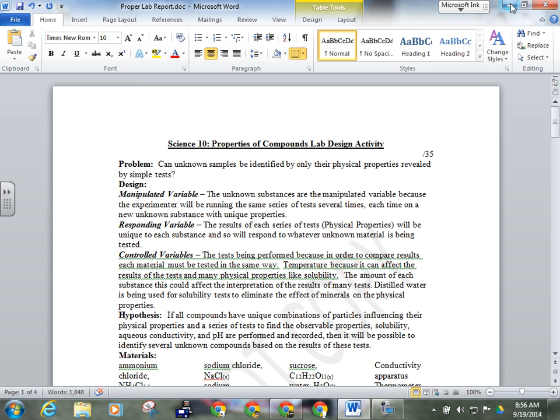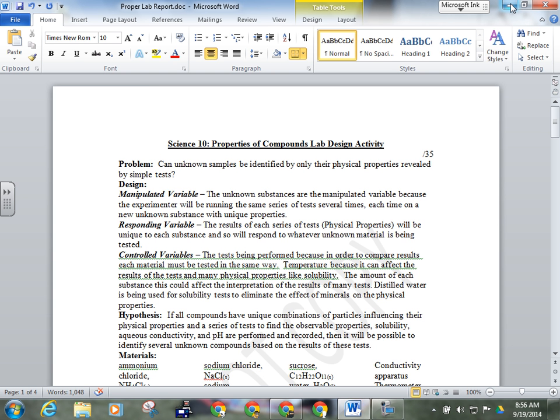All right, so you can see here about how long each one of those should be. Okay. All right, for our hypothesis, this is what people had really struggled with. Okay, what's the if part supposed to talk about? Yeah, sort of what you're testing, but more, it's talking about the problem. Can unknown samples be identified by only their physical properties?